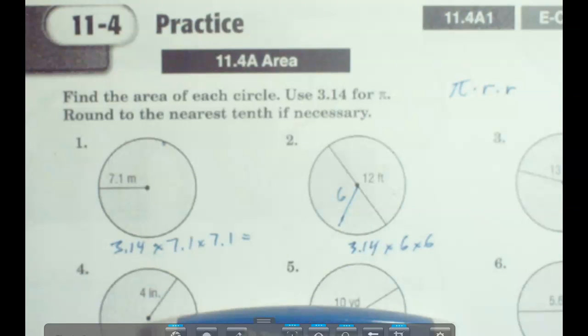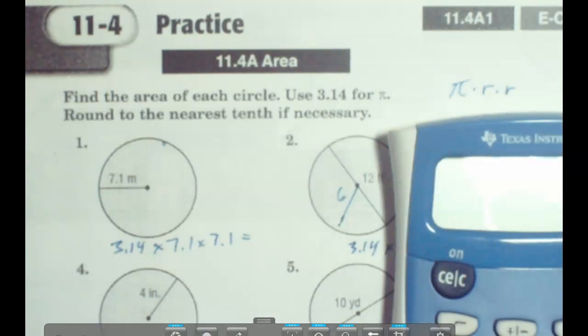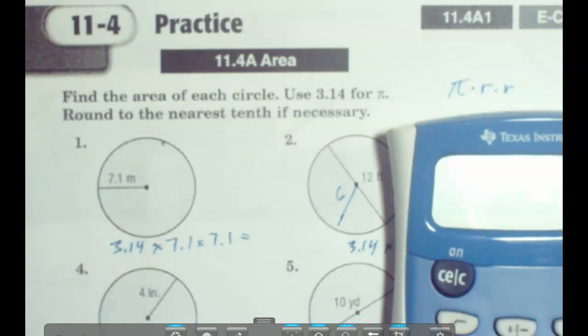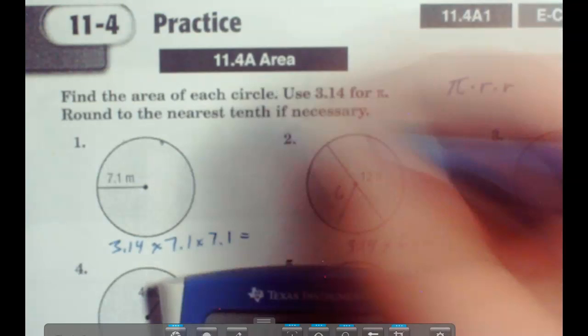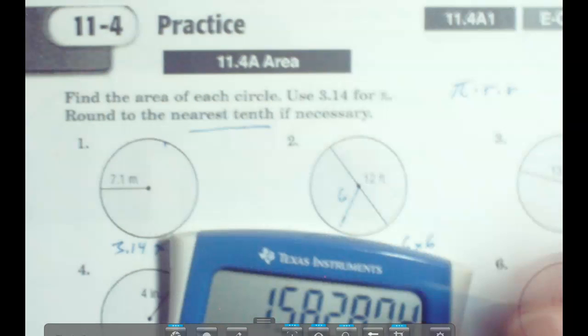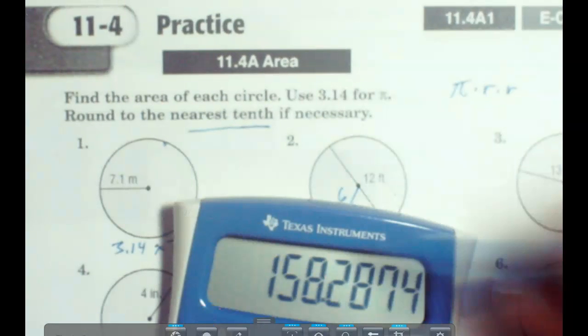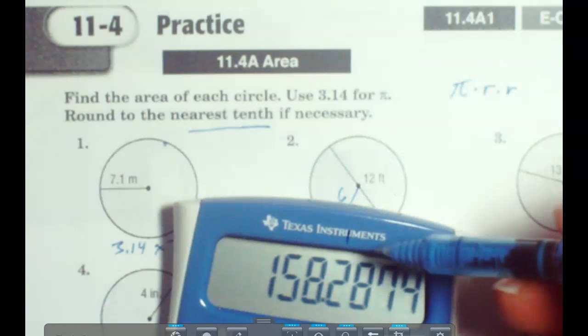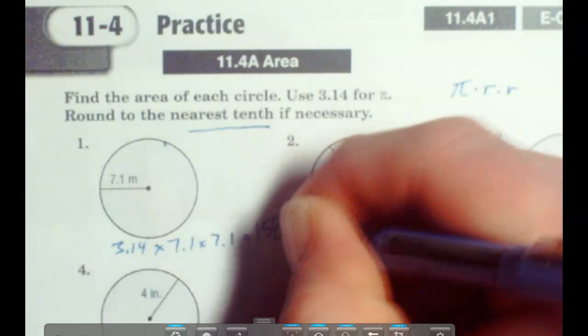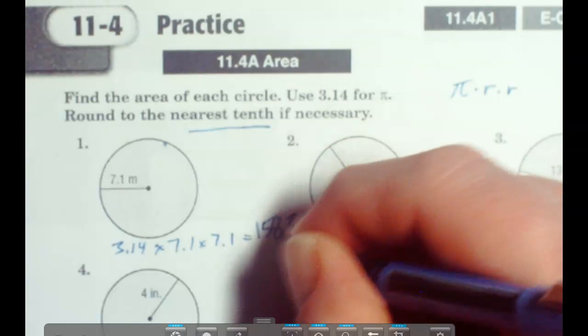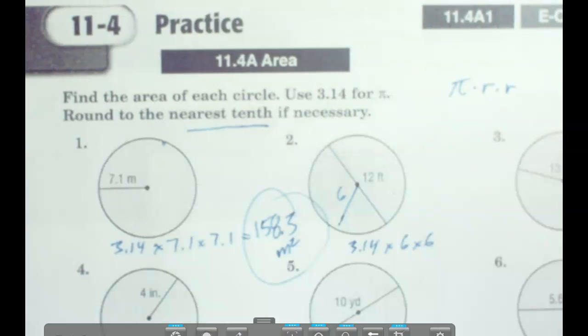We've got, slide that up so you can see it, 3.14 times 7.1 times 7.1 equals 158.28. What are we doing? Nearest tenth here. So when we look at the tenths column here, the 2, is there enough behind it? Is the 8 big enough to make it 158.3? And yes, it is. So this would be 158.3, and that's going to be meters squared, because we're in area here.